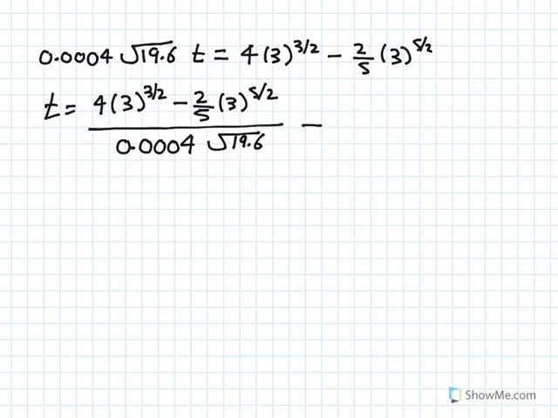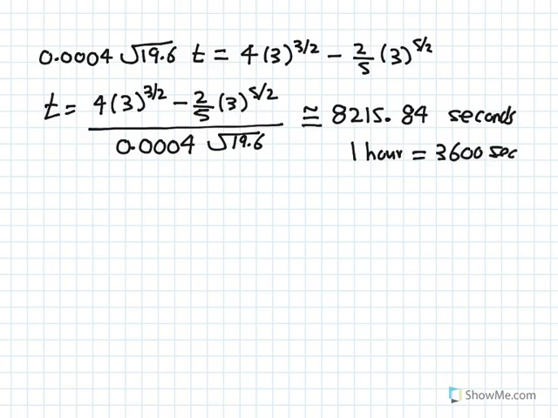So if we decimalize this, we're going to get approximately 8,215.84 seconds. If we change that to hours, because 1 hour is equal to 3,600 seconds, we're going to get t is equal to approximately 2.28 hours. That means that it will take approximately 2.28 hours for all the water to drain out of this hemispherical tank, according to Torricelli's law. All right, thanks.